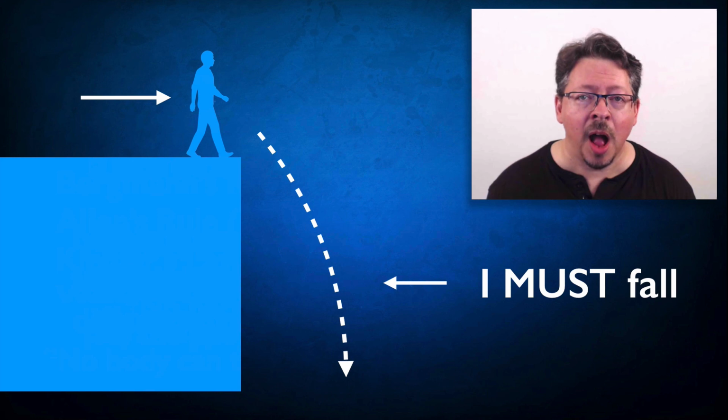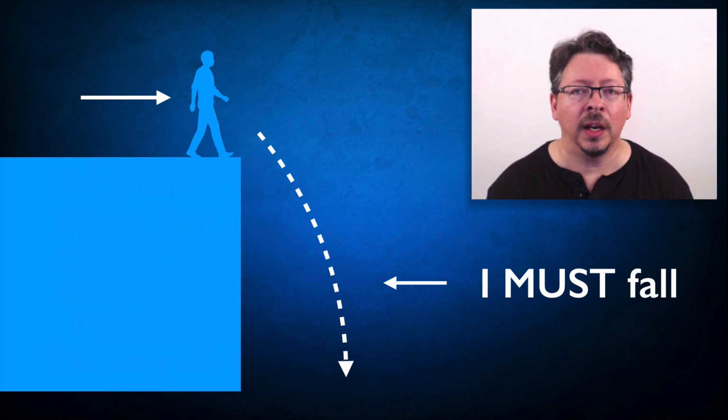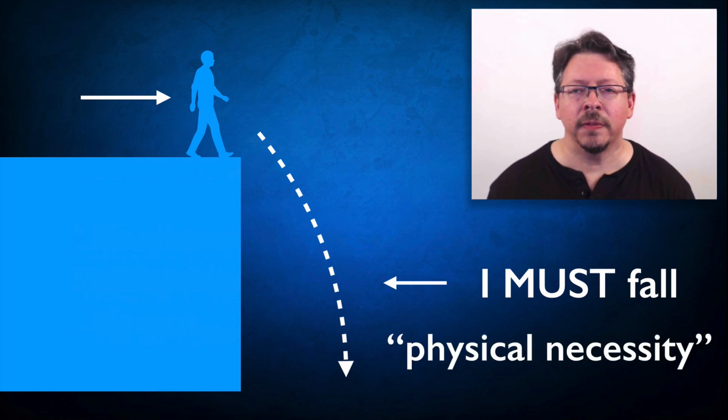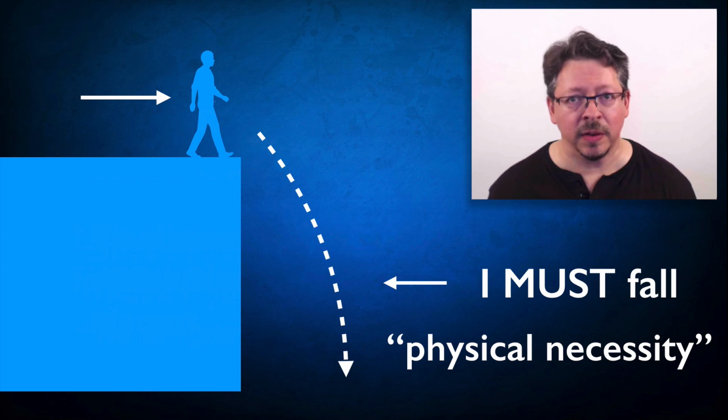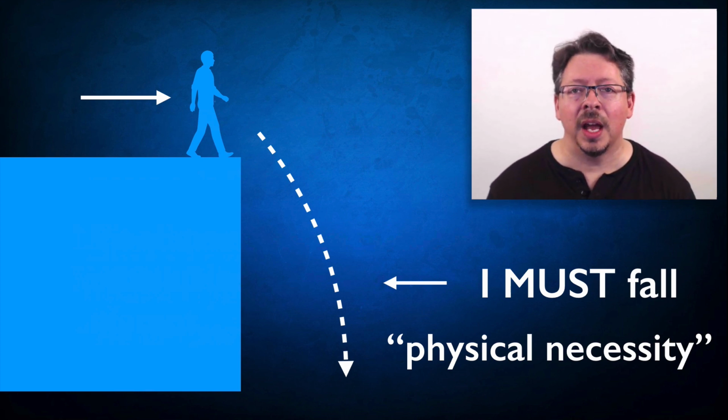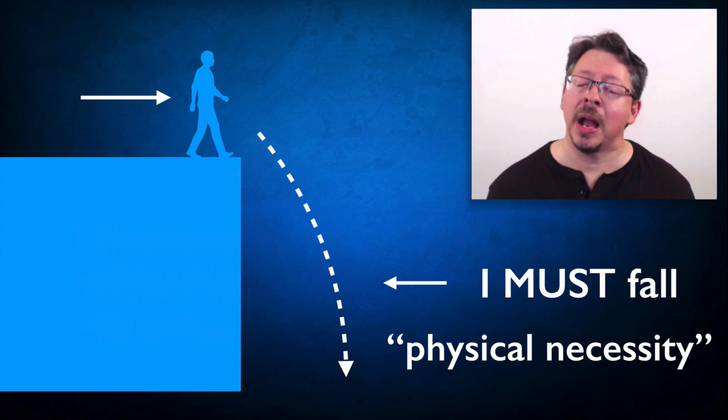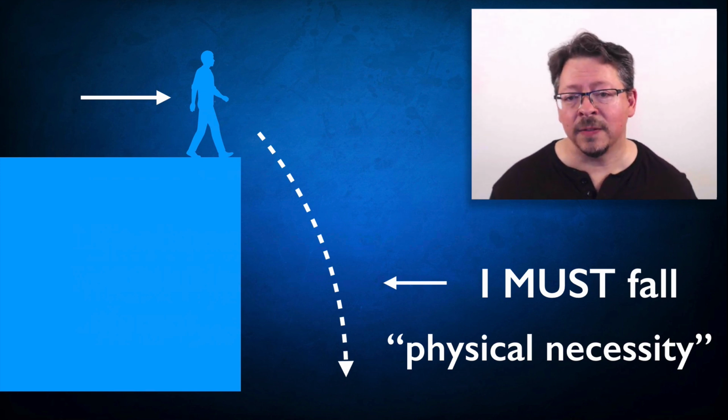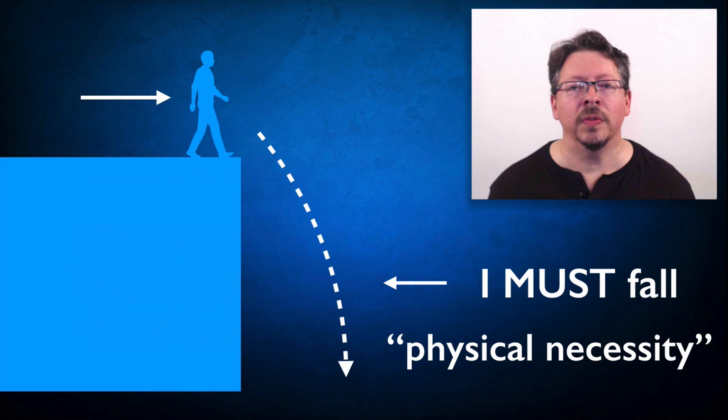It's not physically possible for me to just walk off that ledge with no support and no other hidden forces acting on me and not fall. Given the laws of physics, I must fall. This notion of physical necessity is an important part of our common sense understanding of the world. The fundamental laws of physics, in particular, play a key role in defining the boundaries of what is and isn't physically possible in our universe.